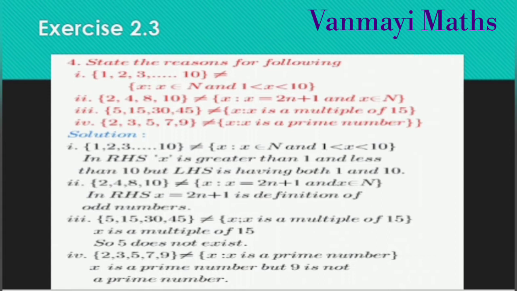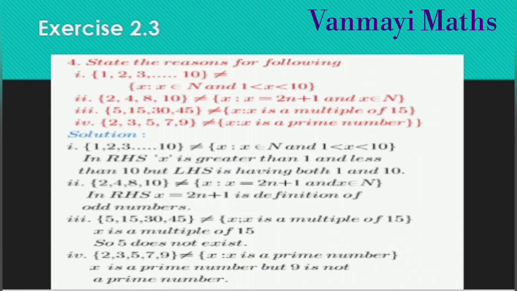For the second, {2, 4, 8, 10} is not equal to {x such that x = 2n + 1 and x belongs to N}. So it is the definition of odd numbers. Third: {5, 15, 30, 45} is not equal to {x such that x is a multiple of 15}. Here 5 is not a multiple of 15, so the given two sets are not equal.